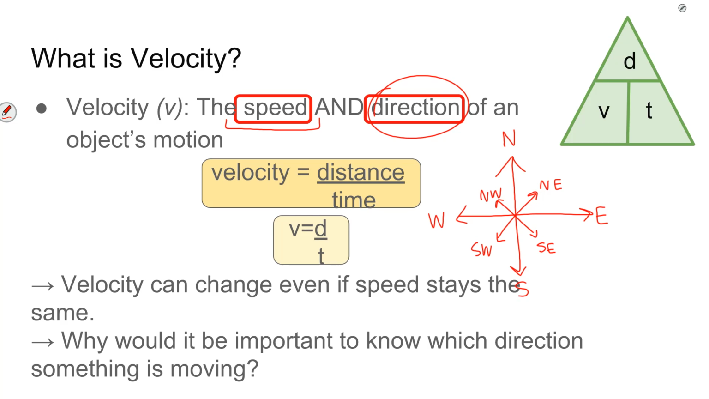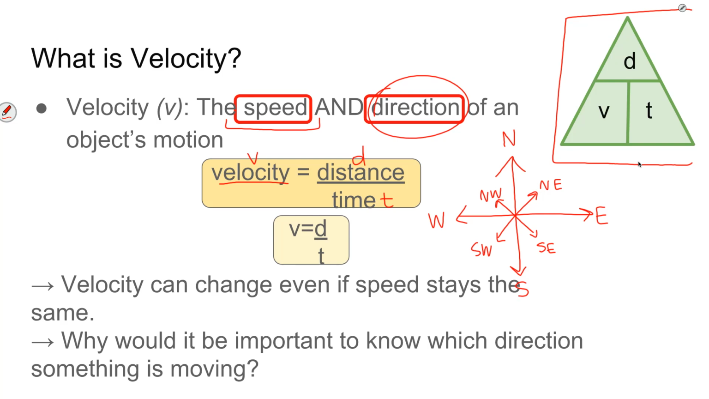The equation is exactly the same as our speed equation, except instead of speed, we're using the word velocity, which is going to be a lowercase v. Distance is still going to be a lowercase d, and time is still going to be a lowercase t. And then we can use a triangle for this as well. Our triangle is going to be set up the same way. We're going to cover up what we're trying to find, and then we're left with our equation.